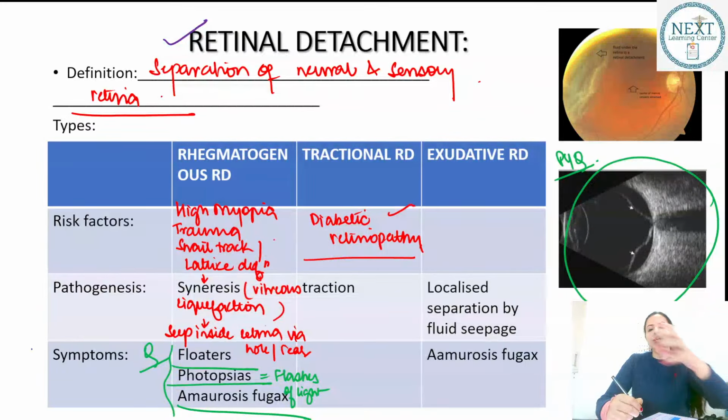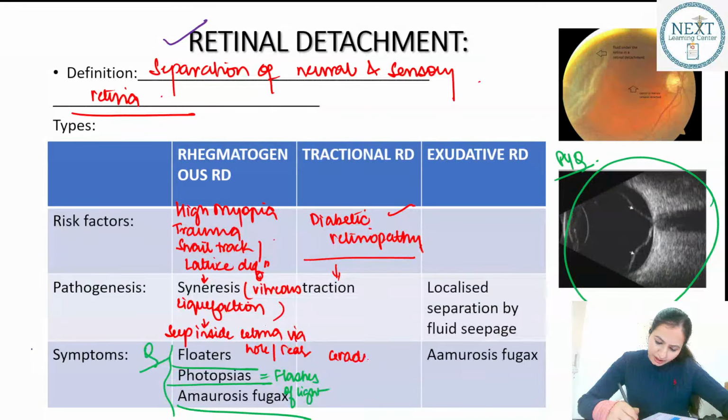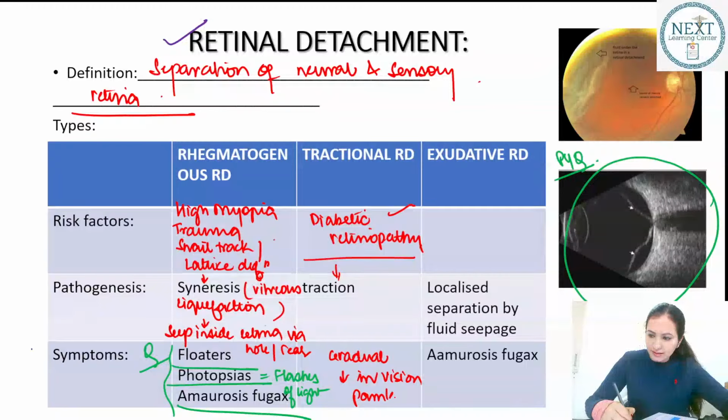What will it lead to? It will lead to traction of the retina because of the formation of proliferative bands. Symptoms, again, patient will come with a gradual decrease in vision and it is going to be painless.